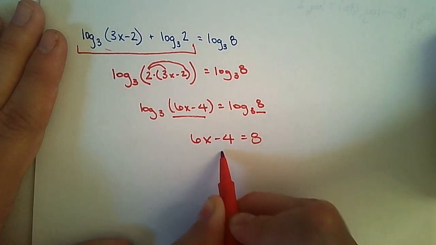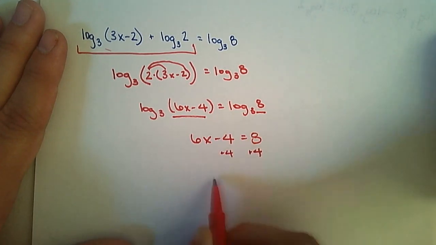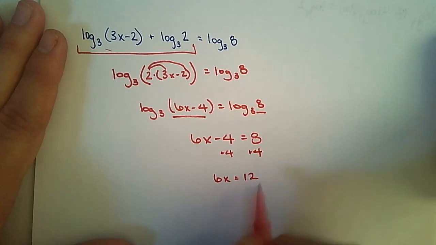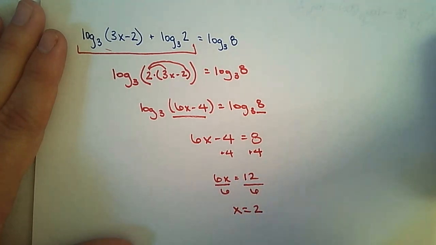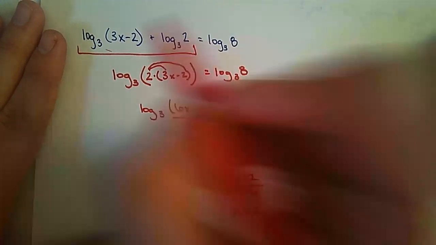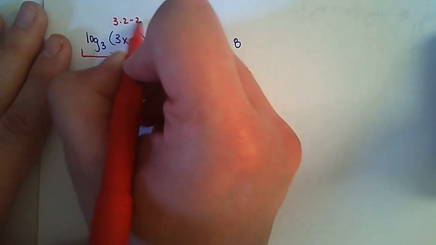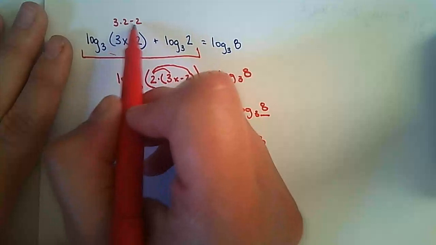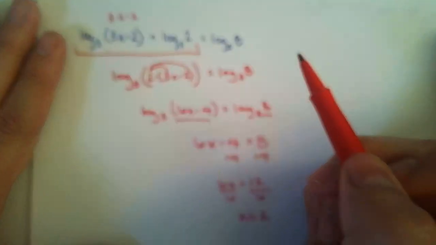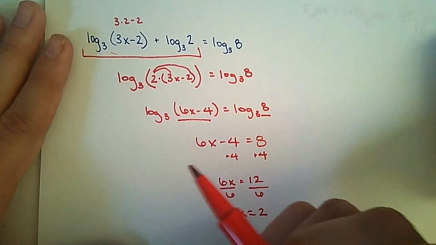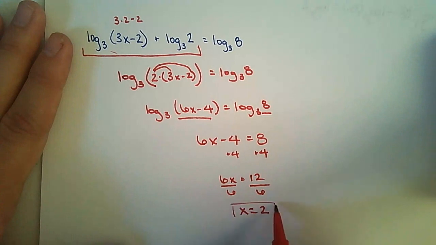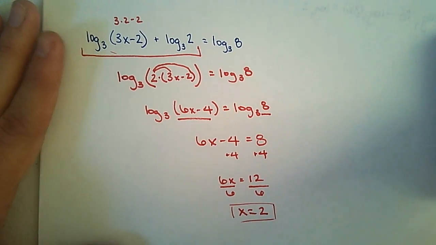So it looks like I'm going to add 4 to both sides and then divide both sides by 6. I, of course, need to check that to make sure that my argument stays positive. So if I go ahead and plug 2 in for x here, I'm going to get 6 minus 2, which is 4. And last time I checked, 4 is a positive number, so we are okay with x equals 2 for a solution.